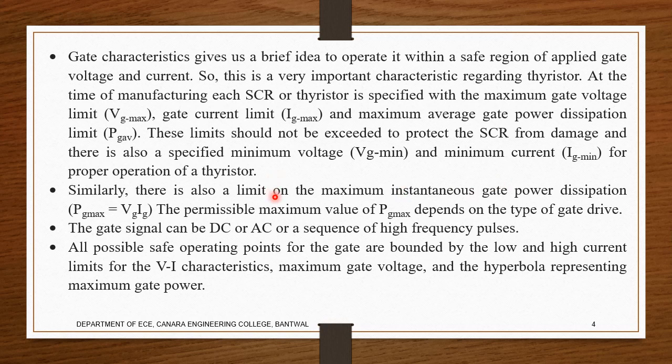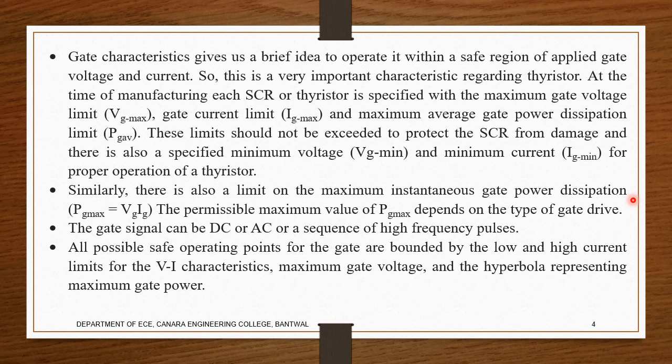Similarly, there is also a limit on the maximum instantaneous gate power dissipation. That's PG max equal to VG into IG. The permissible maximum value of PG max depends on the gate drive, for which the process has to be given. The gate signal can be AC or DC, depending on the sequence of high frequency pulses, meaning at which moment it has to be on and at which moment it has to be off.